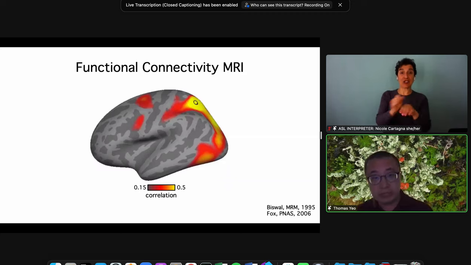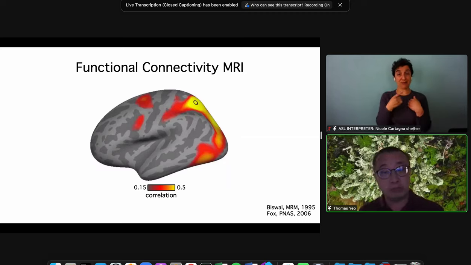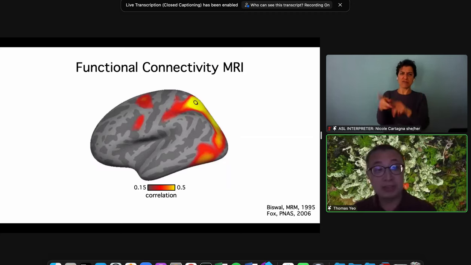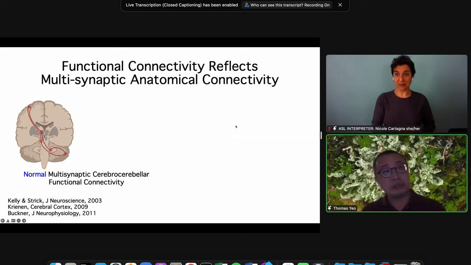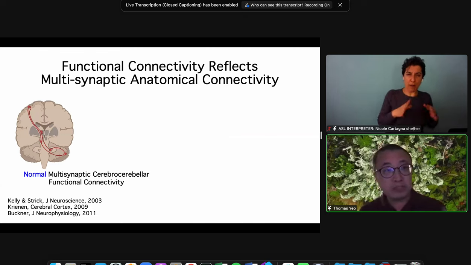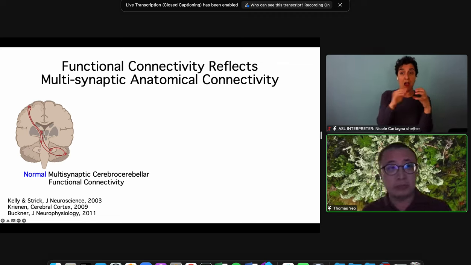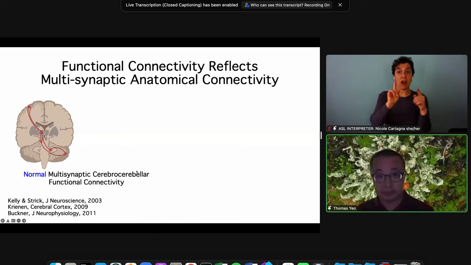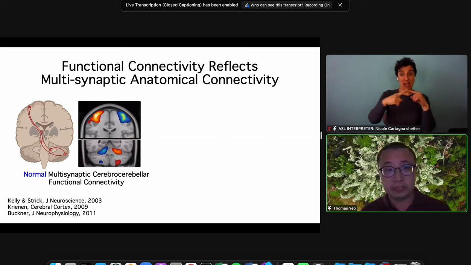And over the past 20 years, there are many studies in humans and animals suggesting that functional connectivity can be a useful proxy of multisynaptic connectivity. Let me just share with you one of my favorite studies. We know from animal studies that the cerebellum forms close anatomical loops with the cerebral cortex. Now, roughly speaking, cortical areas project to the pons and the contralateral cerebellum. An afferent from the cerebellum passes through the deep cerebellar nuclei and to the thalamus and back to the cerebral cortex. These multisynaptic circuits can be captured by resting state functional connectivity.